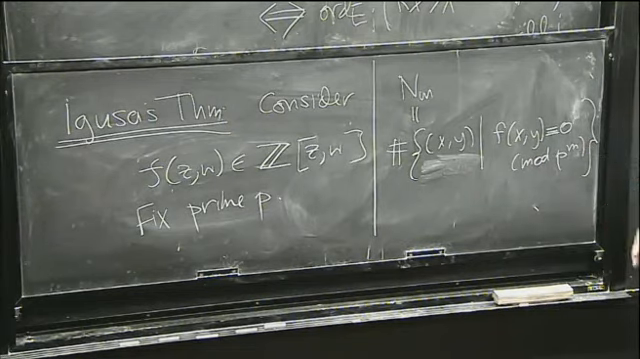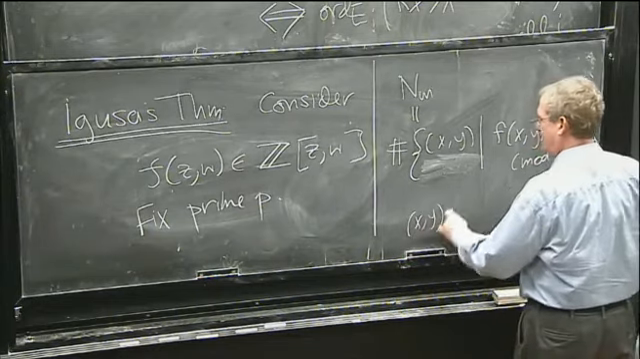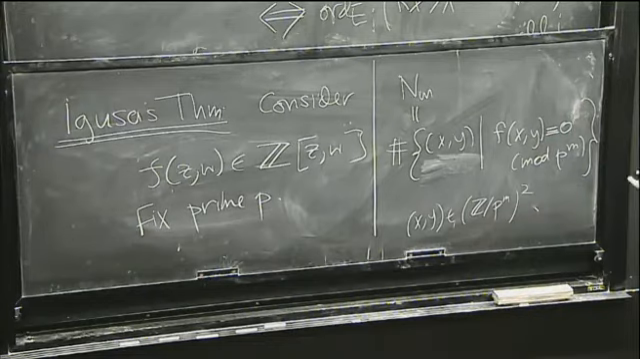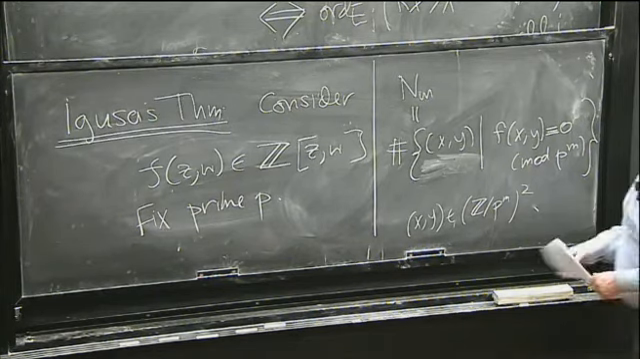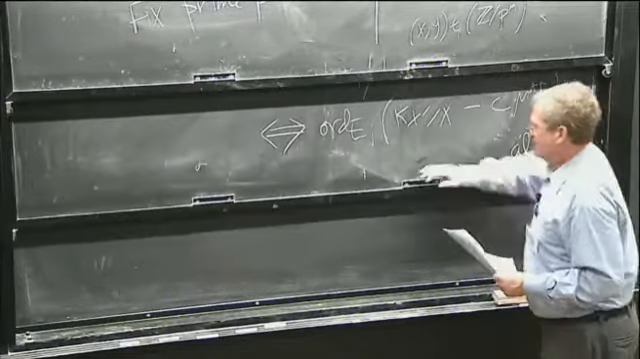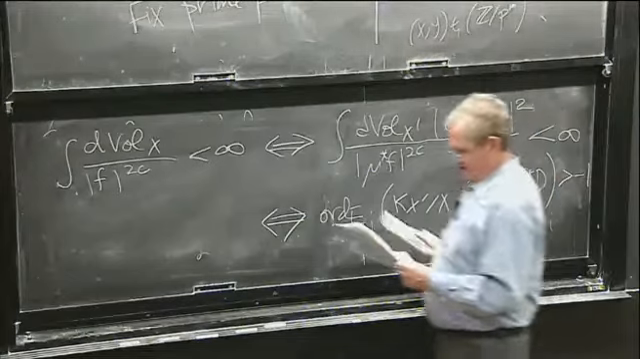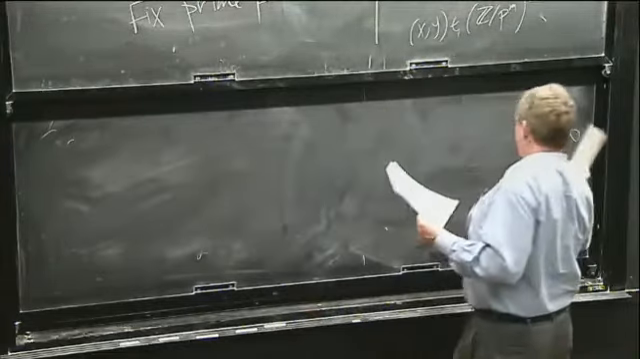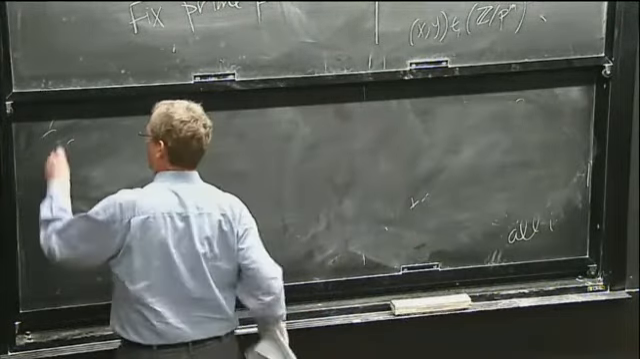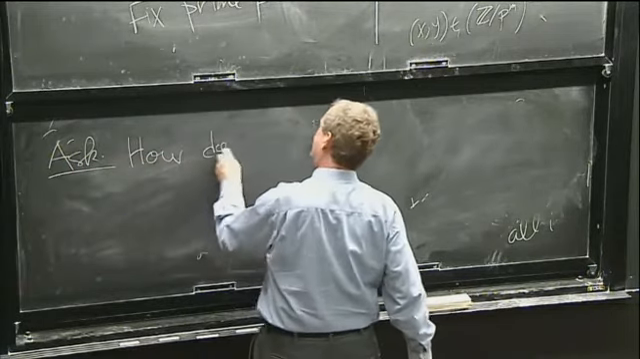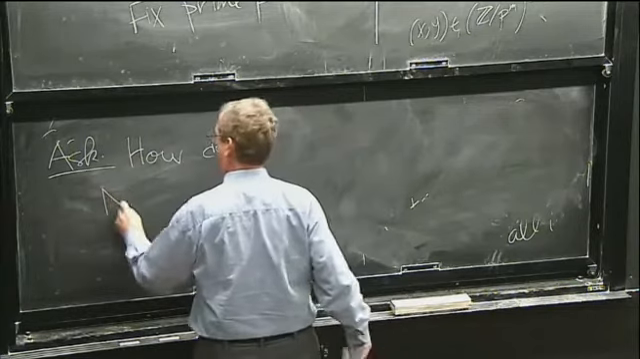So I should really be thinking of x and y as elements in Z mod p to the m. So this is some finite number. It's how many solutions this equation has mod p squared and mod p to the m, and that depends on m. What I want to understand is the asymptotics of this thing in m. So the question is, how does n sub m grow with m?